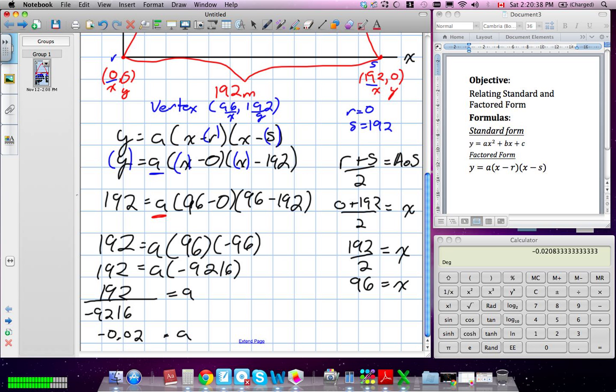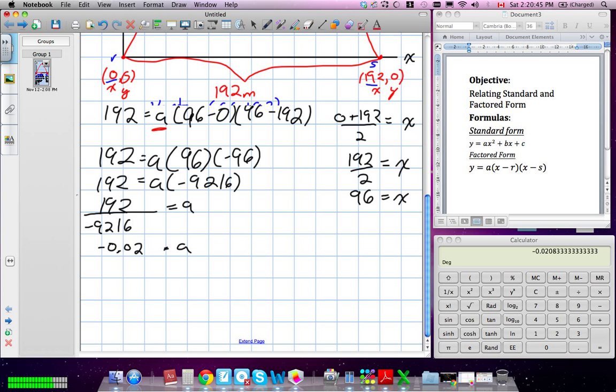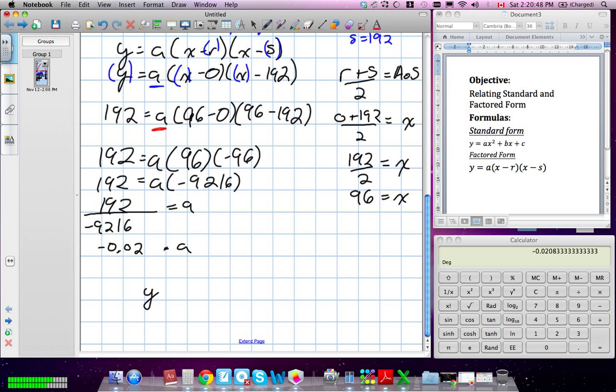Now, what that's given us is a factored form, right? y is equal to negative 0.02 times x minus 0, that was our r value, times x minus 192. This is what form? This is factored. Yeah, factored. What's the question asking us? Which form to put it in? Standard. So what do you have to do next?